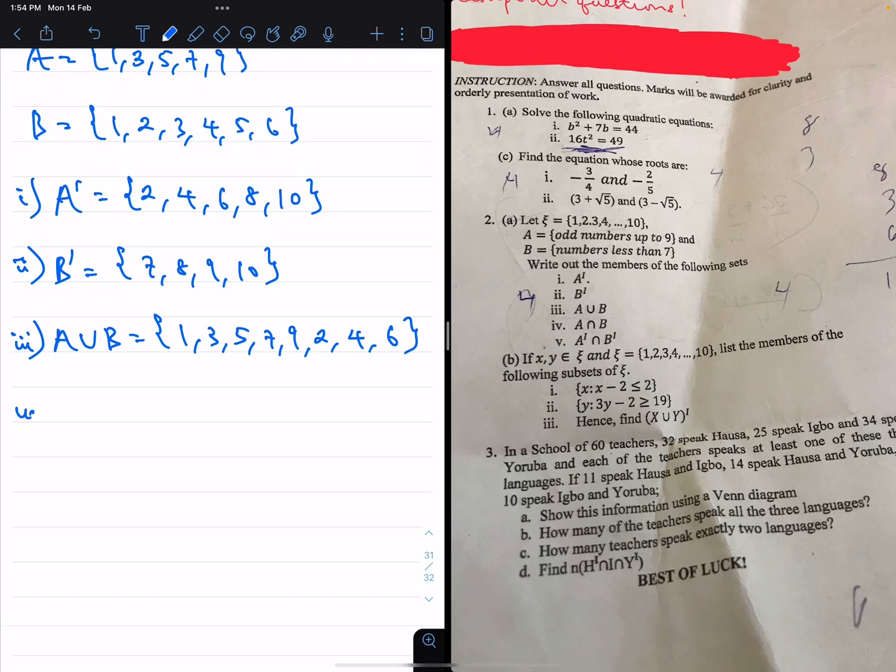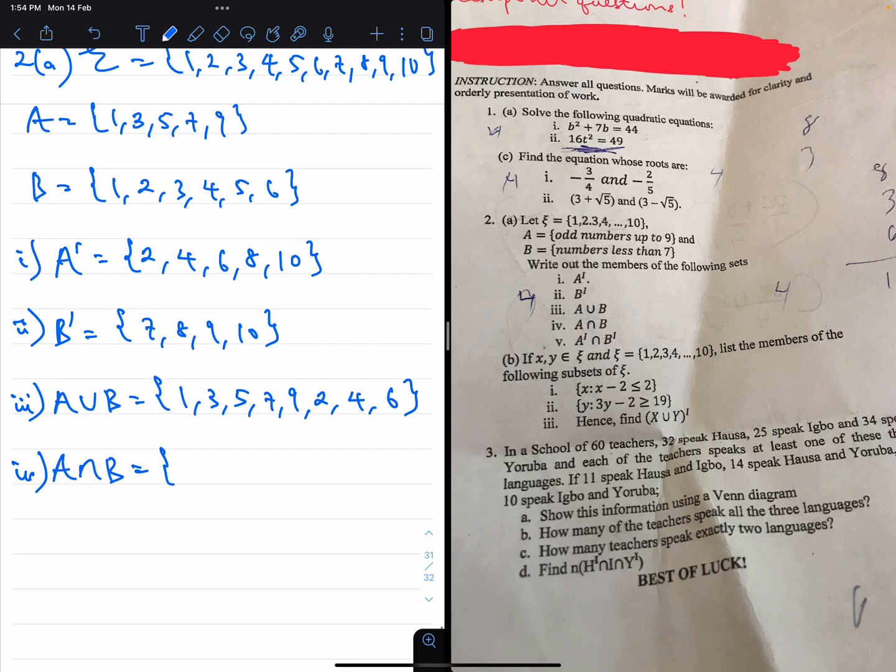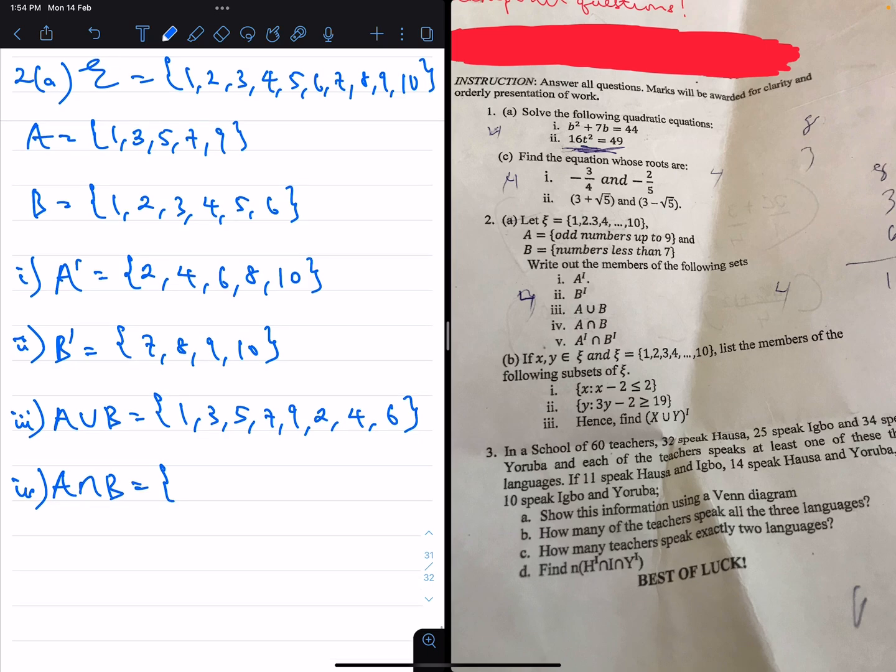Roman figure 4, the elements of the set A intersection B. Elements and members mean the same thing. A intersection B, those are elements which are common to both A and B. 1 is in A, 1 is in B, 3 is in A, 3 is in B, 5 is in A, and 5 is in B, and that's all. So the elements of the set A intersection B will be 1, 3, 5.